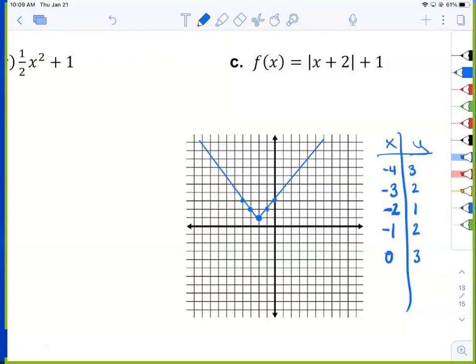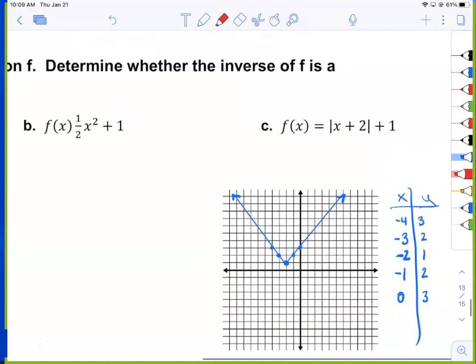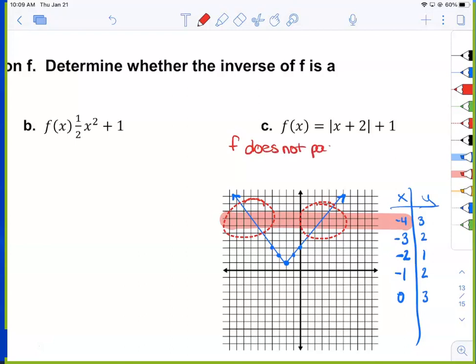All right, so this is my function. If I want to see if this passes the horizontal line test, I draw a line through it. It does not. It's that function 2 times. So we would say f does not pass, I'm going to abbreviate, the horizontal line test. So f inverse is not a function.